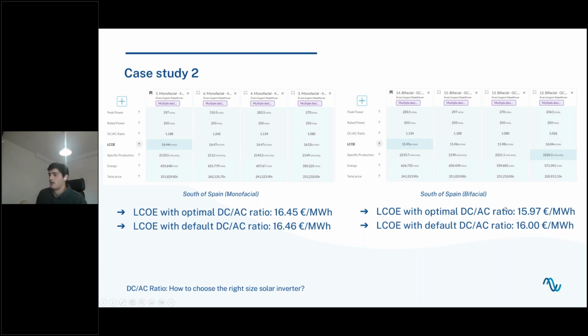And we can see how the gain in the LCOE is a bit more than for the monofacial modules. Even if in this case we think that the values are pretty close, I know that for a big plant, if you compare that for the whole plant with 100 megawatts, it will be an important gain when designing the PV plant.